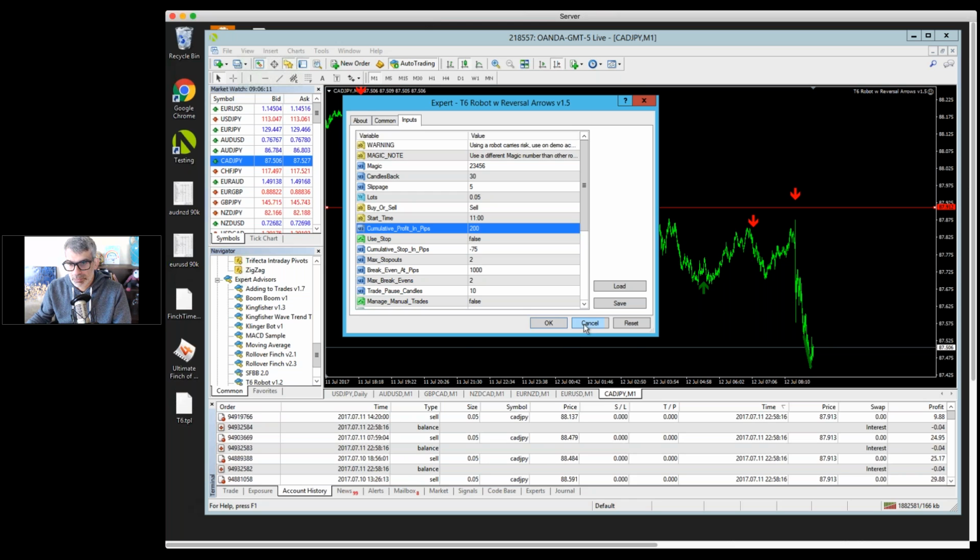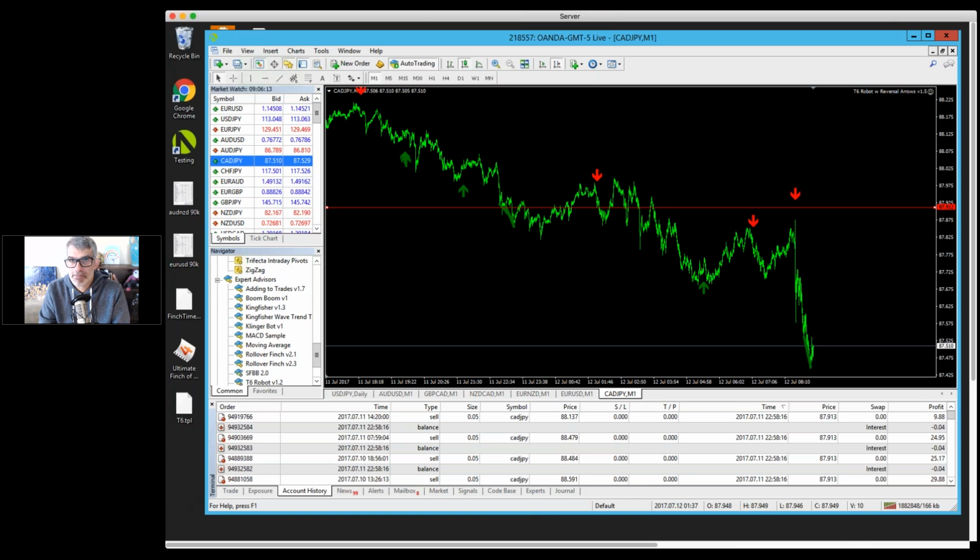I mean, you could have closed MetaTrader. That certainly would have broken it. Yeah, if MetaTrader's closed, it can't take a trade. MetaTrader has to be open all the time.